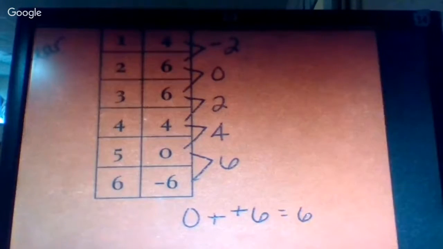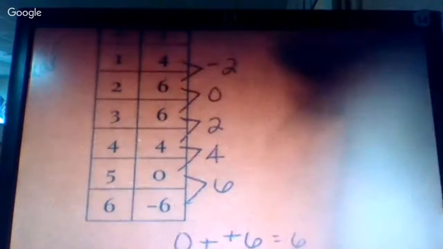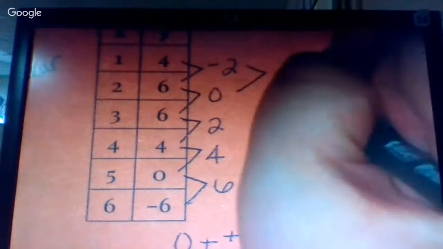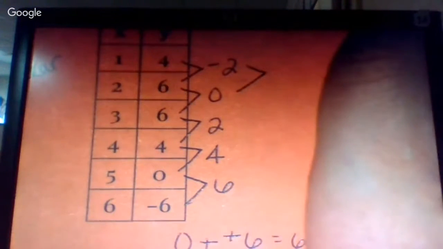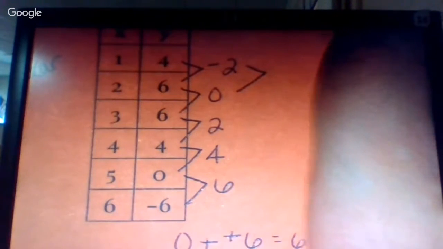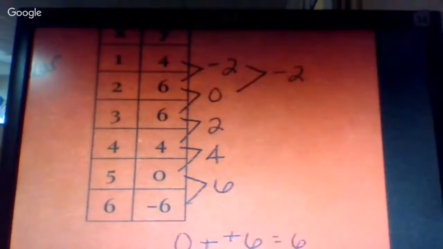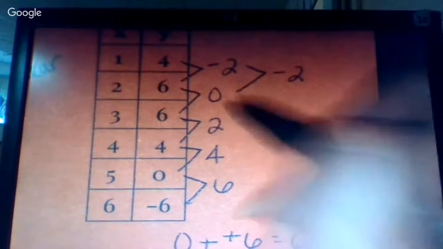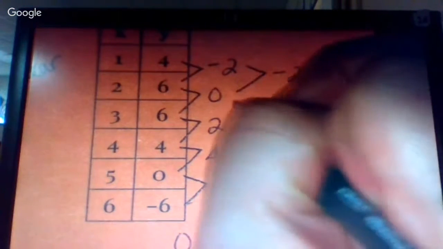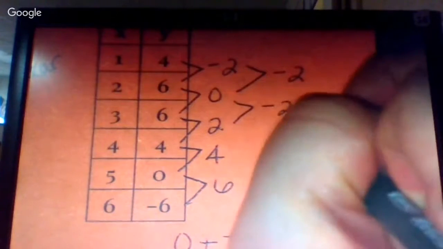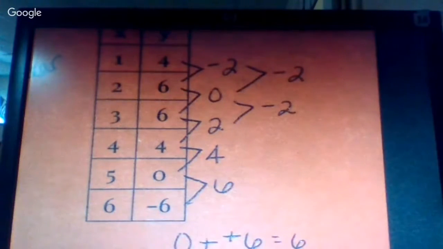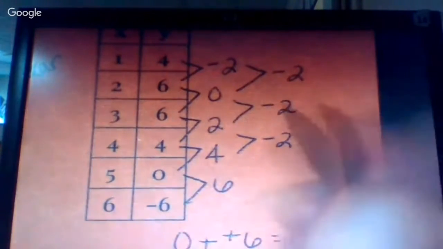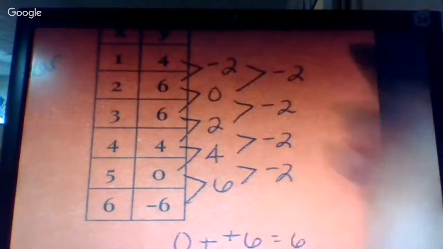No. Let's try for quadratic now. What's negative 2 minus 0? Negative 2 minus 0 is negative 2. Okay. That's positive 2 right here. 0 minus 2, negative 2. 2 minus 4, negative 2. 4 minus 6, negative 2. Negative 2. Negative 2.